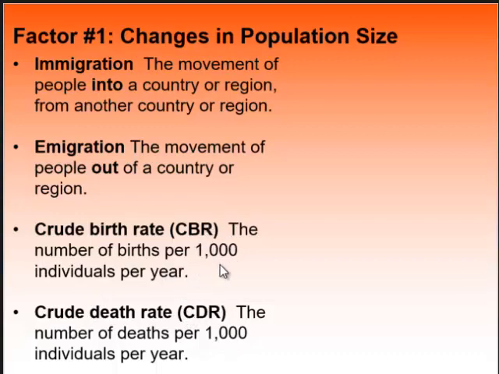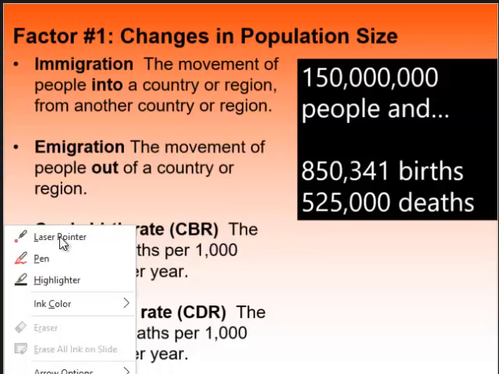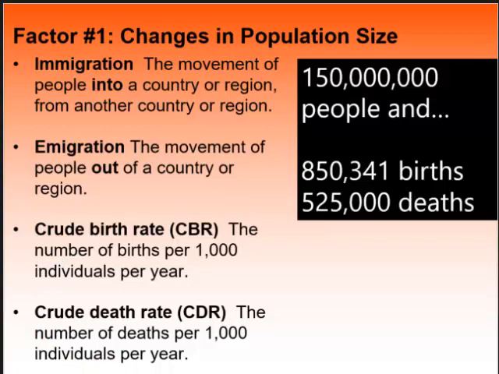So let's practice a little with this. Imagine that you have 150 million people in a country, and you have 850,341 births out of those 150 million to 525,000 deaths. I want you to pause this. What do you think is the CBR and the CDR? And keep in mind that we report these per thousand. So you're going to pause, try and calculate, guess that, and then I'm going to show the answers as soon as you unpause.